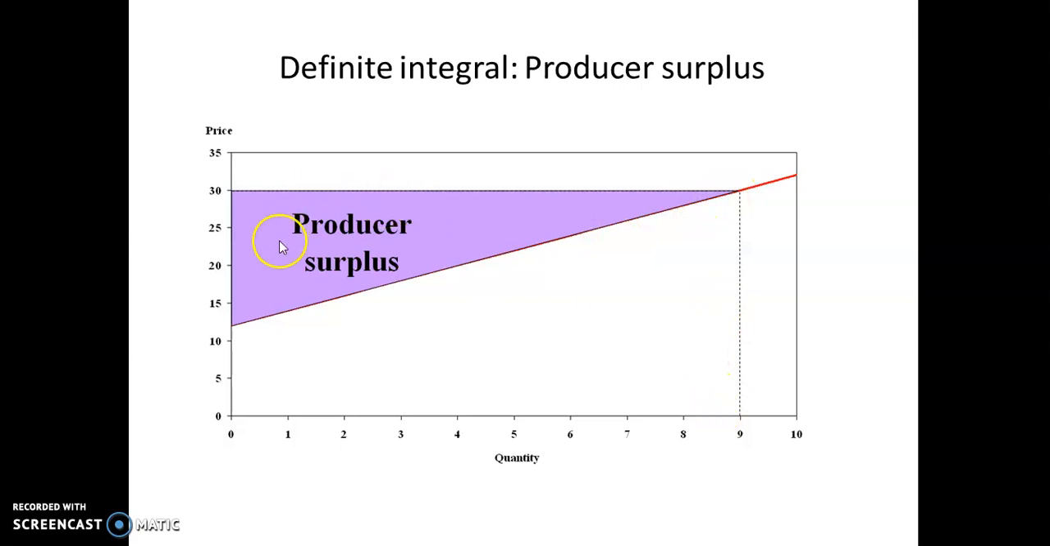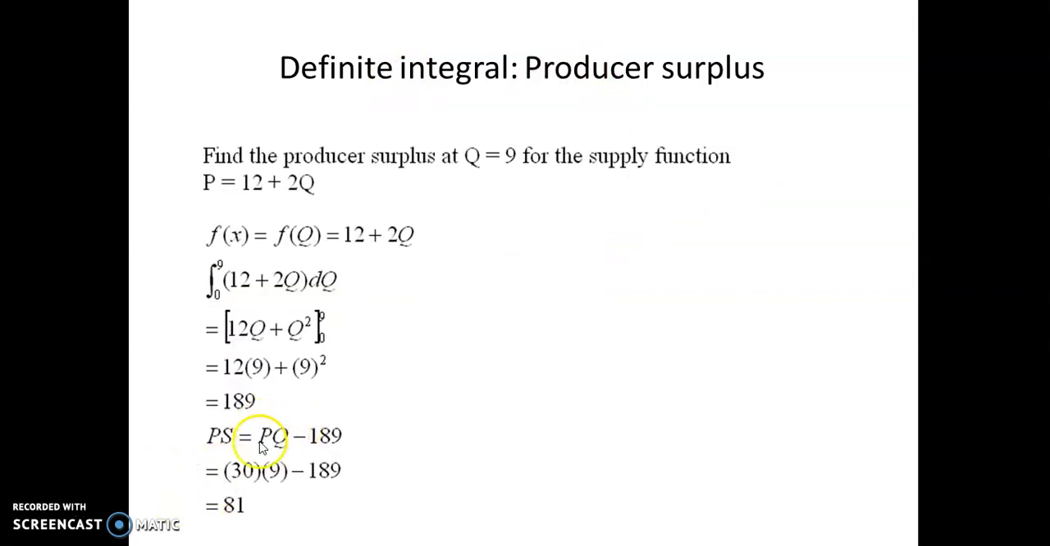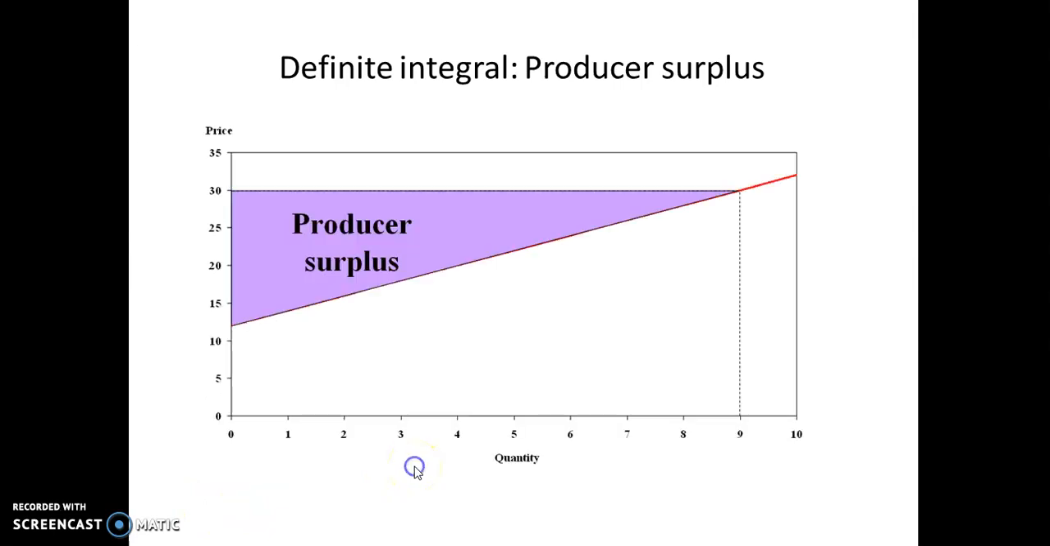However, we want this. So therefore, if I get the product of this rectangle, P times Q, and I subtract the area that I got using definite integrals, what I get is my producer surplus. So that's exactly what is done here. If you say P times Q, P was 30, Q was 9, minus 189, which was the area beneath the supply function, what you're left with is your producer surplus, and that is 81.